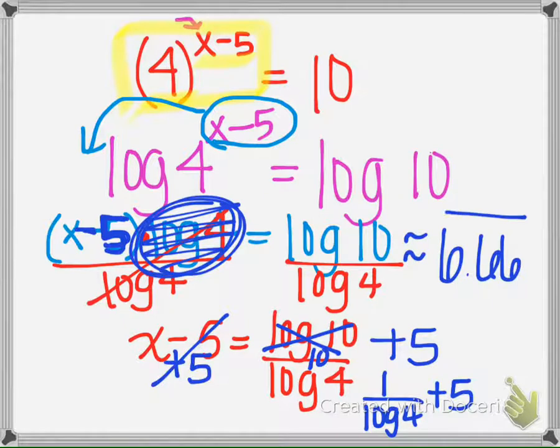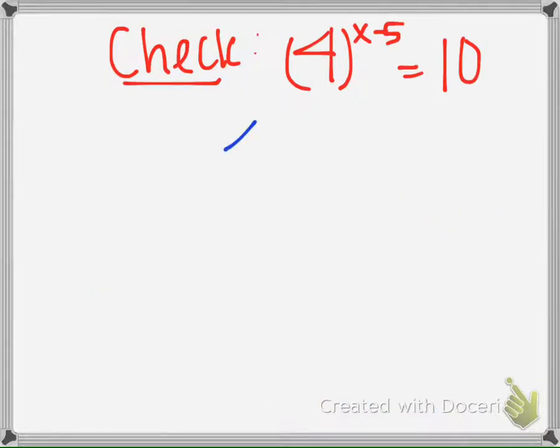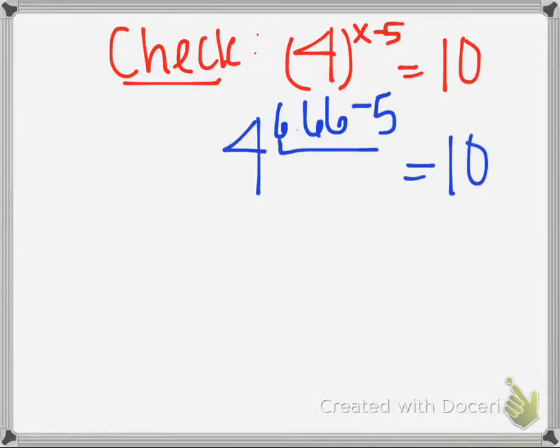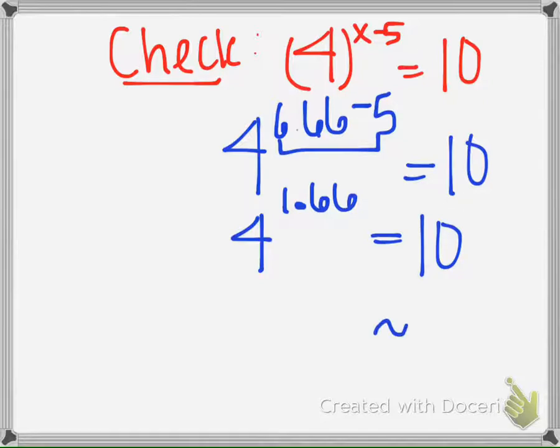6.66. So if we want to check that this answer is right, we would take the x out and replace it with 6.66. And then we would do 6.66 minus 5. And then you would enter in your calculator 4 to the 1.66 power and verify that it should be about 10. Now it's not going to equal 10 exactly because we had to round in the first place. So it should be about 10.